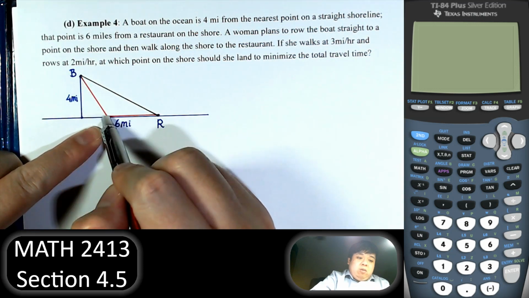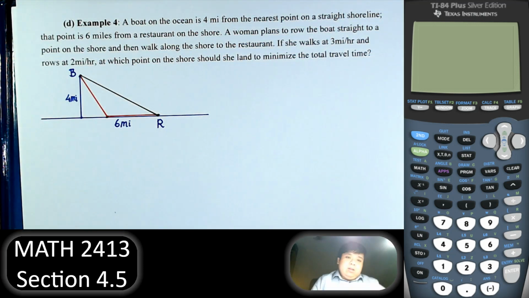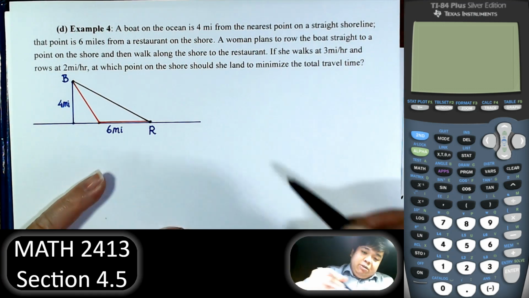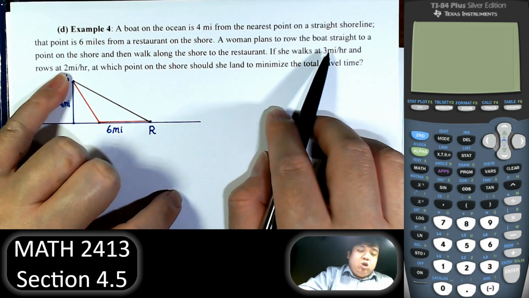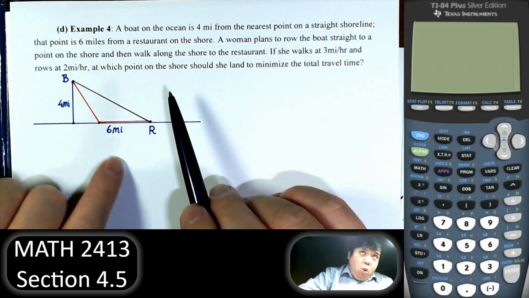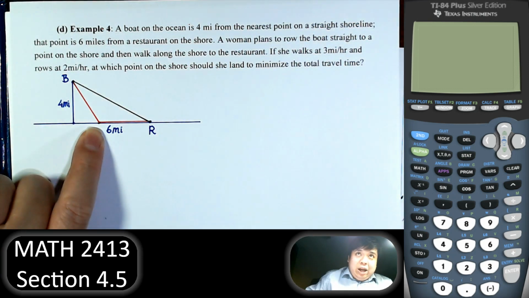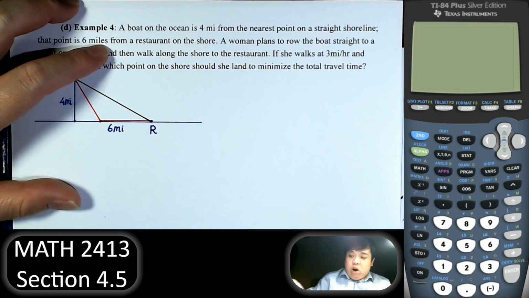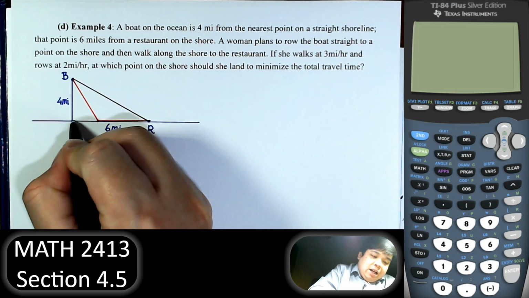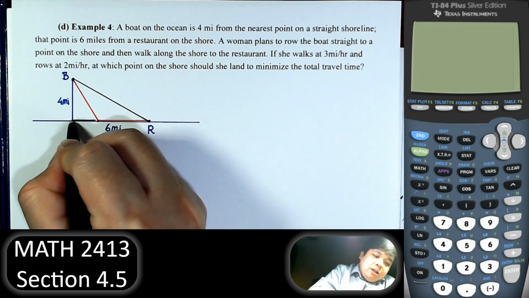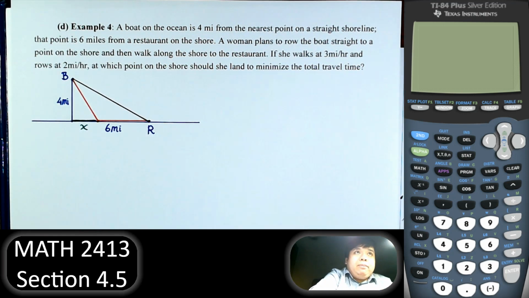Just row at some angle and then walk the rest. Right, so that's what we have. So if she walks at 3 miles per hour and rows at 2 miles per hour, at which point on the shoreline does she need to land to minimize the travel time? So in this case, let this distance be x, and we're trying to find that distance x.